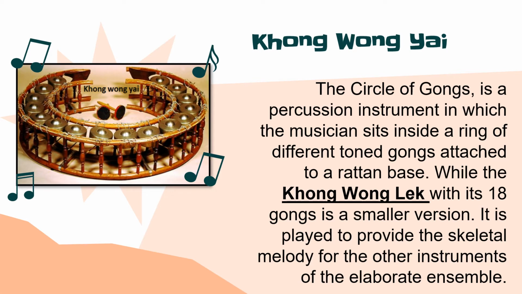Kong Wong Yai. The circle of gongs is a percussion instrument in which the musicians sit inside a ring of different toned gongs attached to a rattan base, while the Kong Wong Lek with its 18 gongs is a smaller version. So yung Kong Wong Yai and Kong Wong Lek are the same. Ang difference lang nila is yung Kong Wong Lek is a smaller version of the Kong Wong Yai. It is played to provide the skeletal melody for the other instruments of the elaborate ensemble.